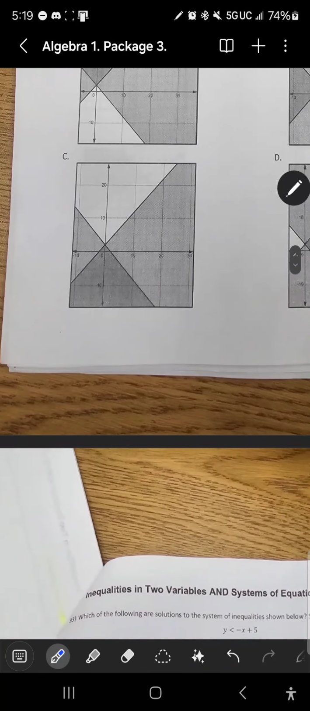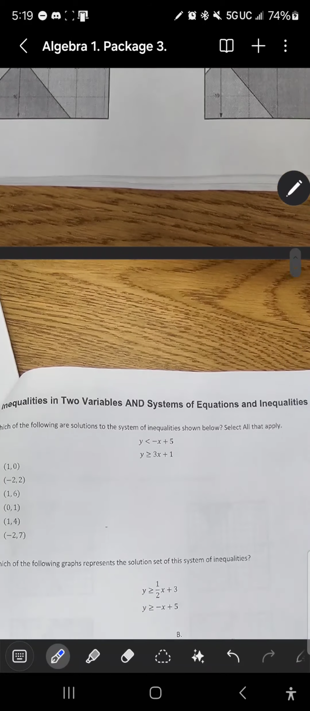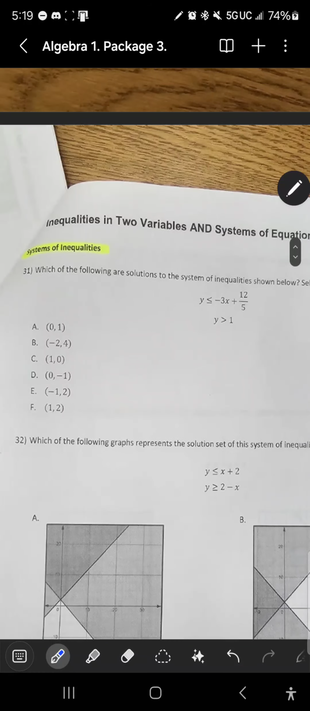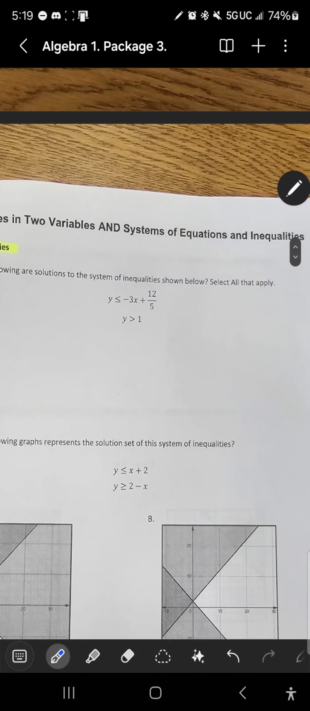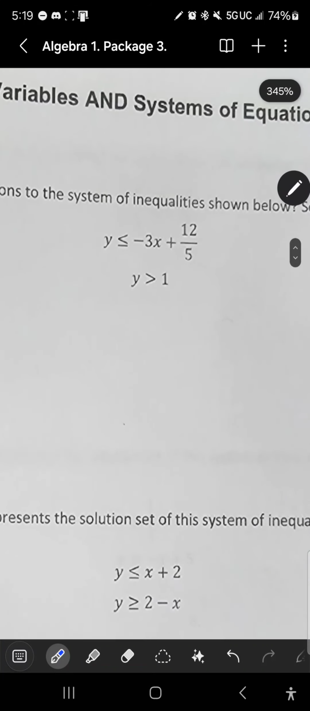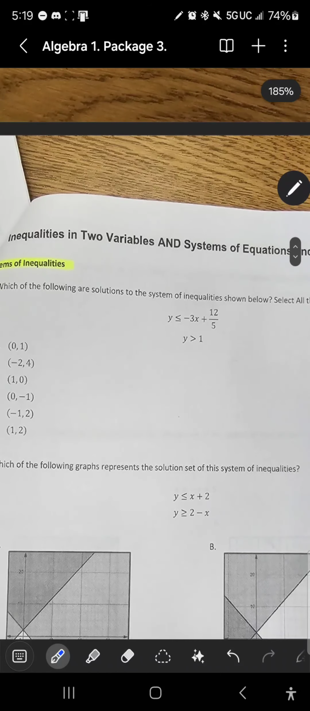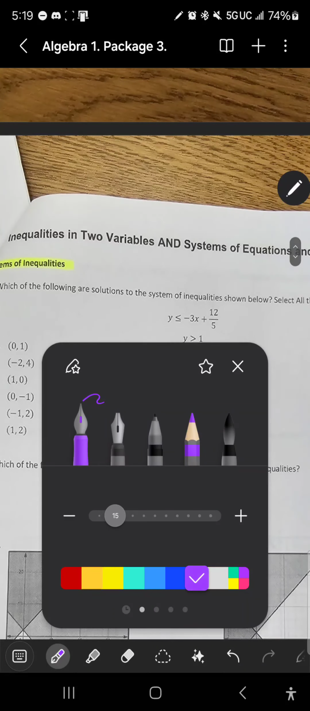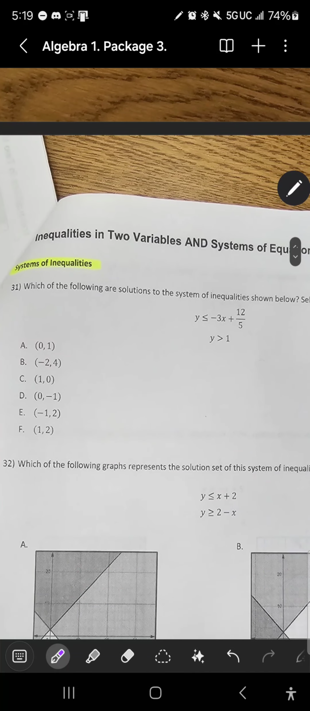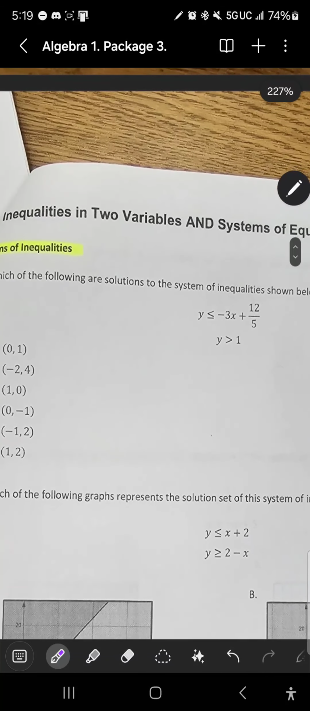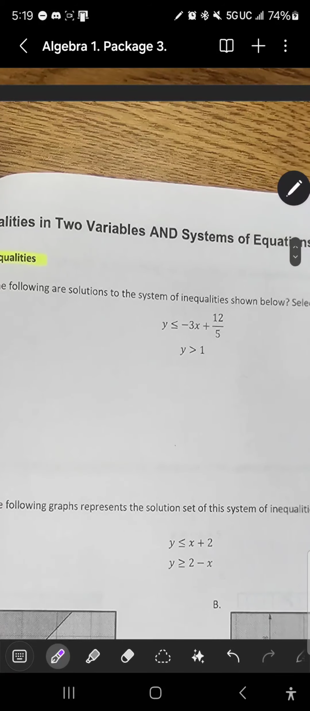Okay, now we leave the graph for a little bit, and let's look at number 31. We have the following as our solutions to the system of inequalities shown below. Select all that apply. Okay, what we need to do is substitute the values. So first, let's do the first one, A.